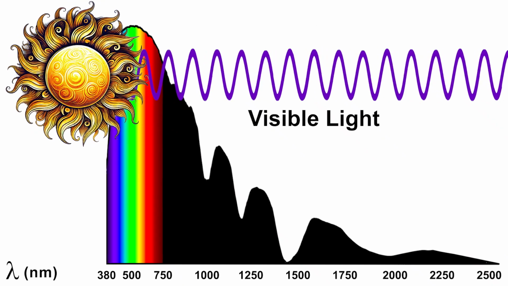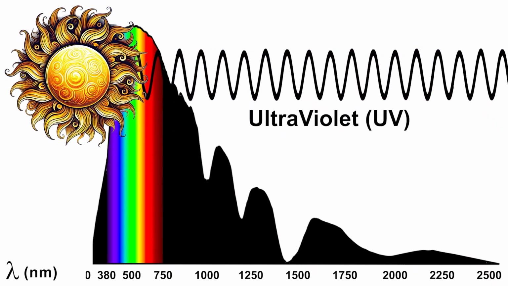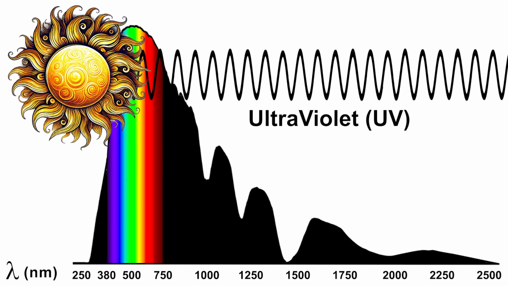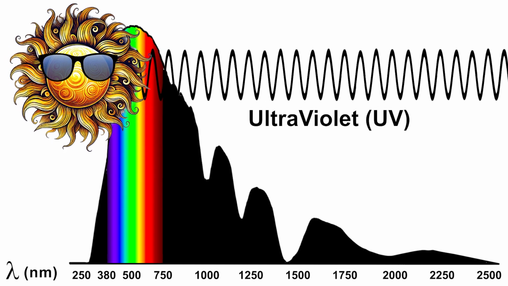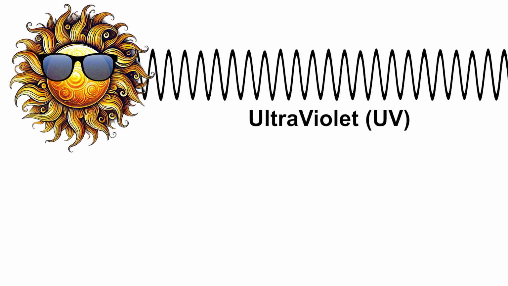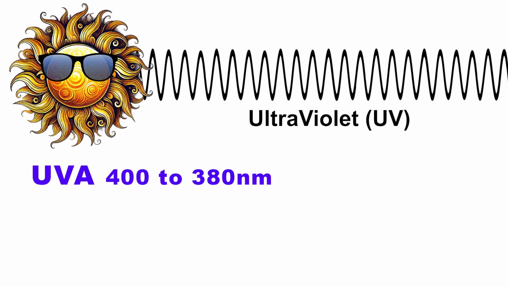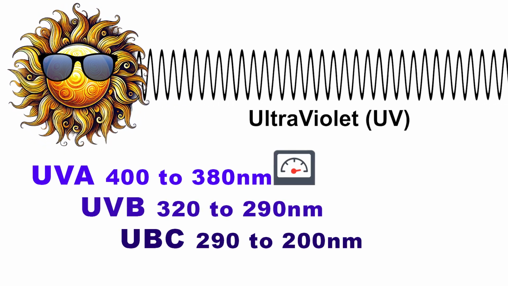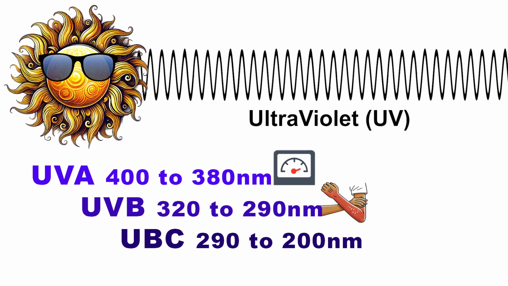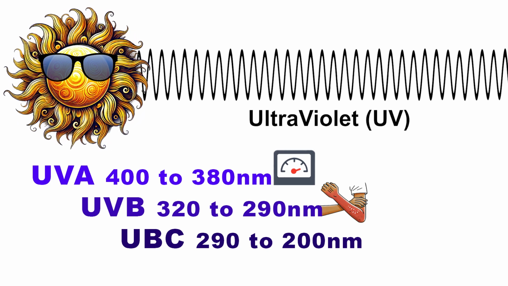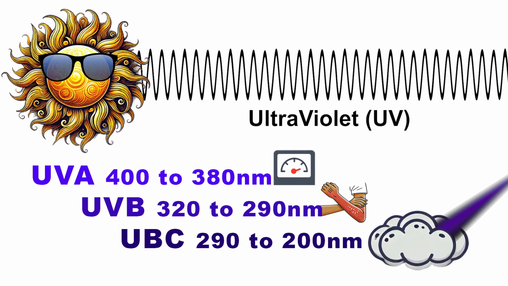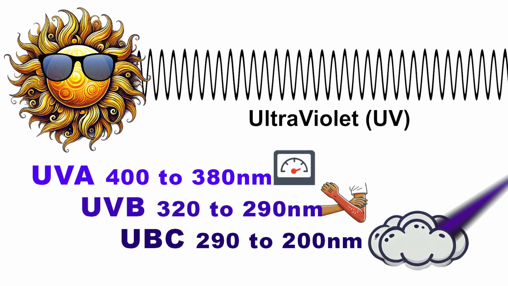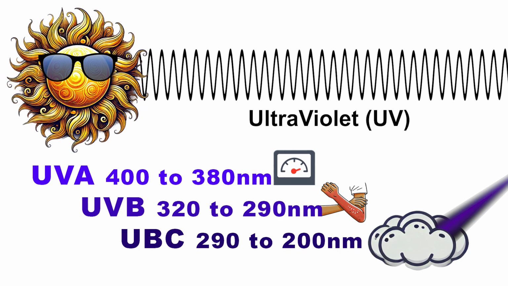But the sun isn't done. At even shorter wavelengths are ultraviolet or UV rays. That's the reason we can get awesome tans. There are 3 bands of ultraviolet light, UVA, B, and C. Most of the UV that reaches the ground are UVA rays. UVB is the next band and responsible for causing sunburns. UVC radiation never reaches the Earth's surface because it's absorbed by the ozone layer.